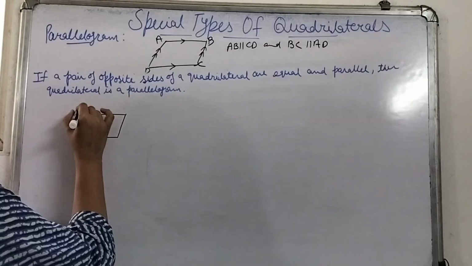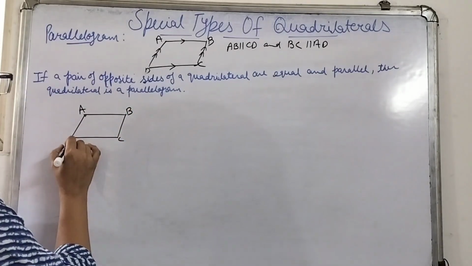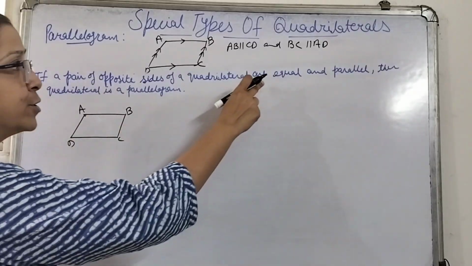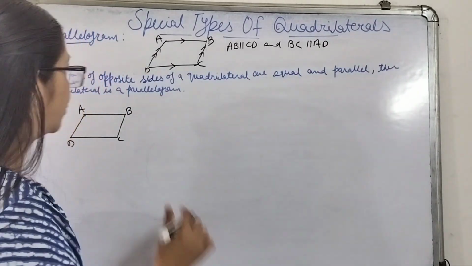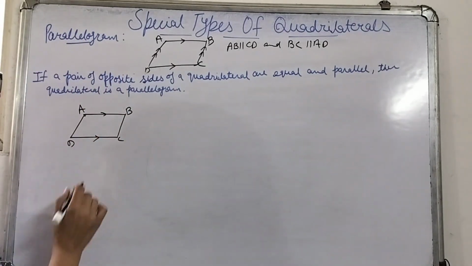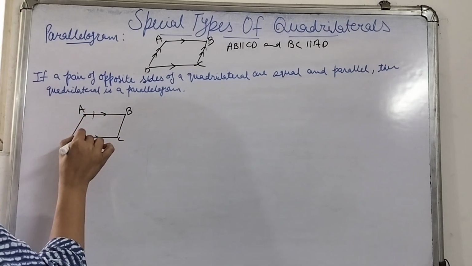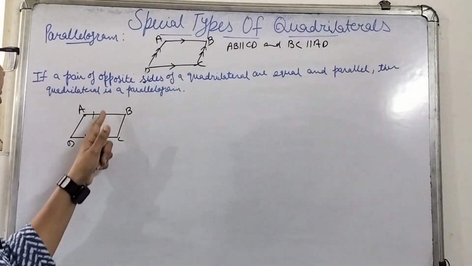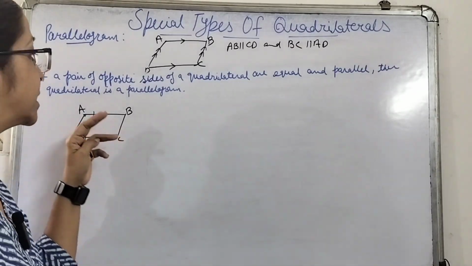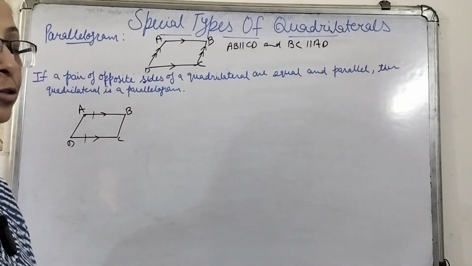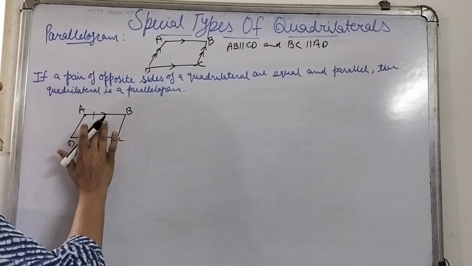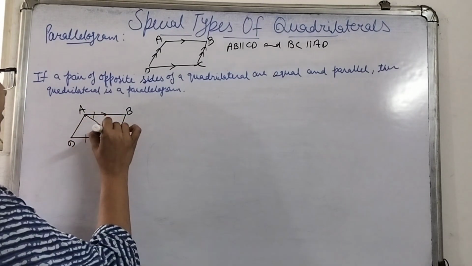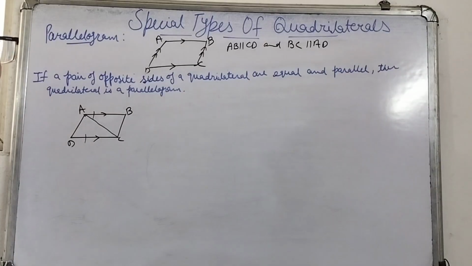So ABCD is any quadrilateral in which one pair of opposite sides is equal and also parallel. So AB is parallel to CD and AB is equal to CD also. This is what is given to us: one pair of opposite sides of a quadrilateral is equal and parallel. Now we have to prove that this is a parallelogram. So what we will be doing is making a diagonal. Like this, we have taken a diagonal.